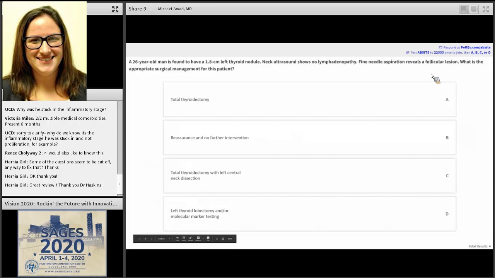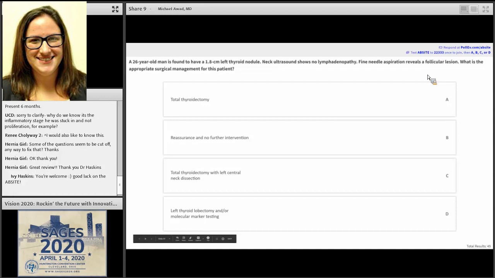A 26-year-old man is found to have a 1.8 centimeter left thyroid nodule. Neck ultrasound shows no lymphadenopathy. FNA reveals a follicular lesion. What is the appropriate surgical management for this patient? A, total thyroidectomy. B, reassurance and no further intervention. C, total thyroidectomy with left central neck dissection. Or D, a left thyroid lobectomy and/or molecular marker testing.